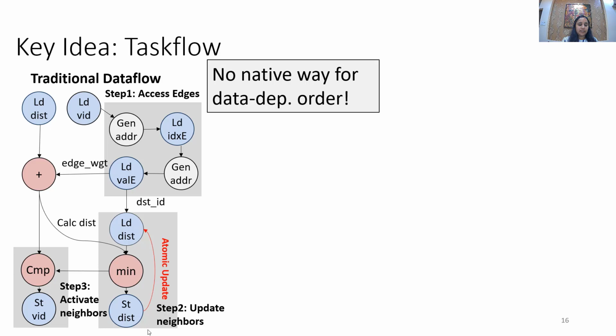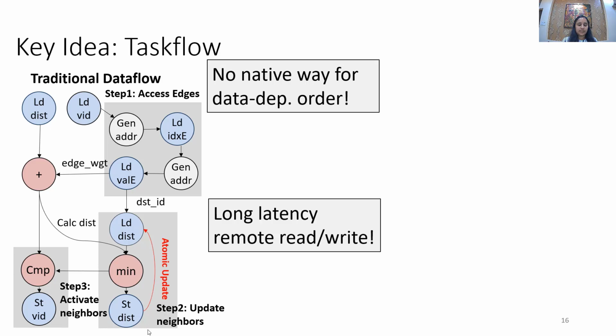The reason is that these involve long latency remote reads and writes, and executing near data would save a lot of network traffic. Therefore, what we really need is to extend the data flow model with tasks and have a way to express when and where this task would be best executed.